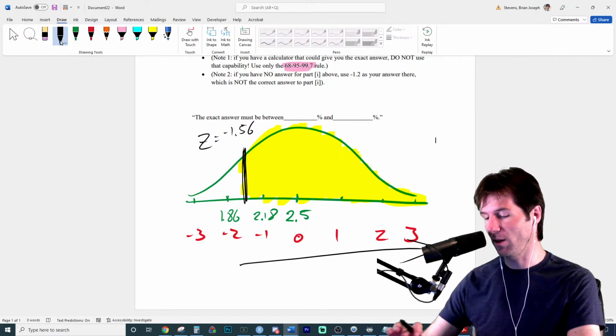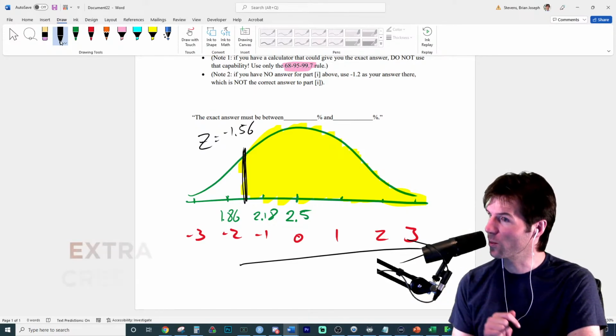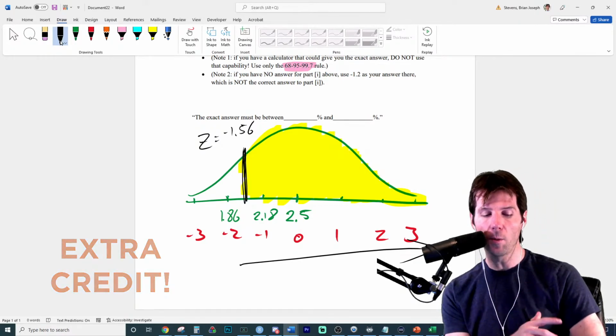More than 50%. Great job. Elizabeth Grannis right there, 80%. That's pretty close. Pretty good guess right there. So now we're going to narrow it down.